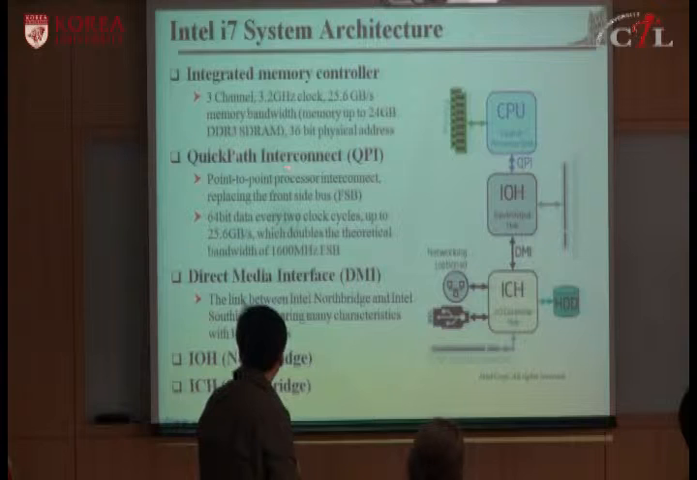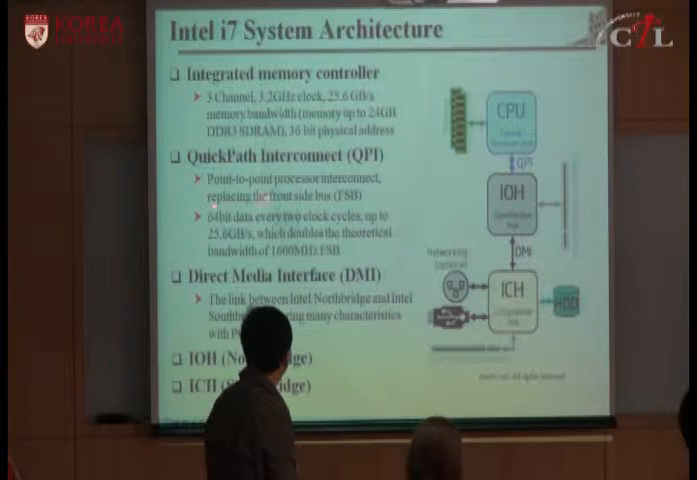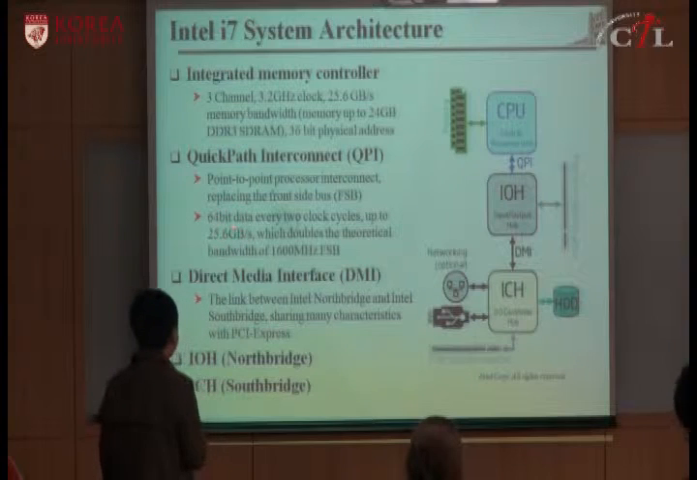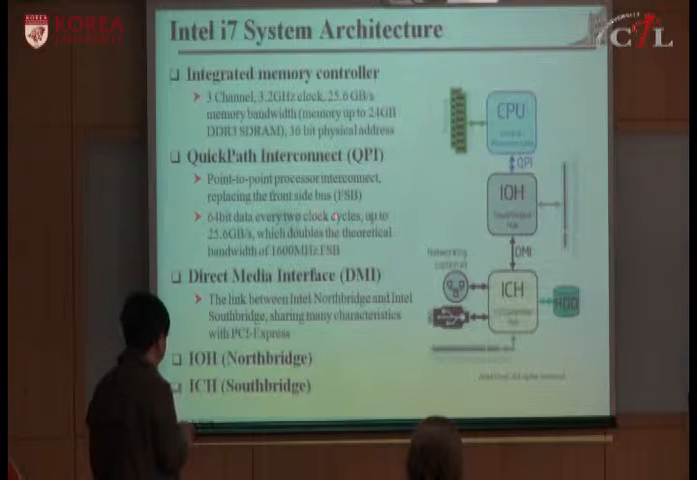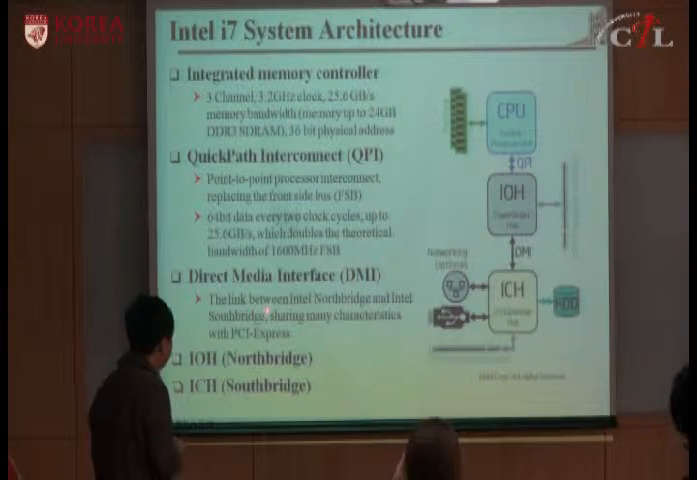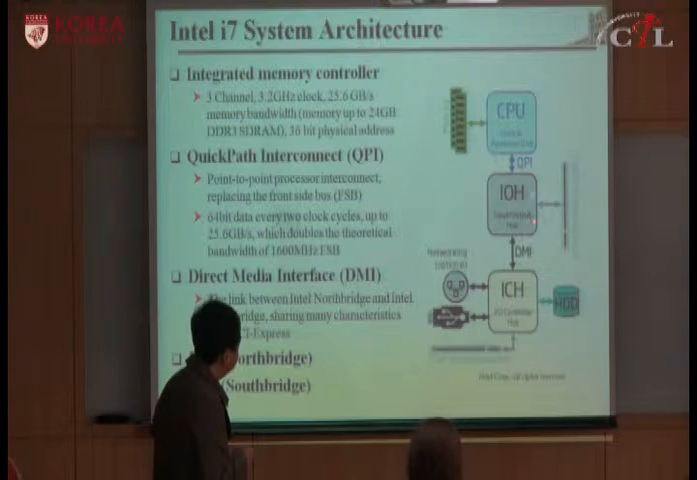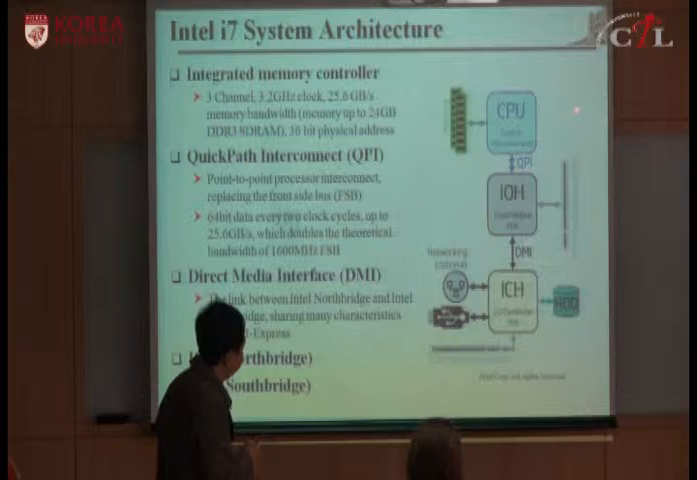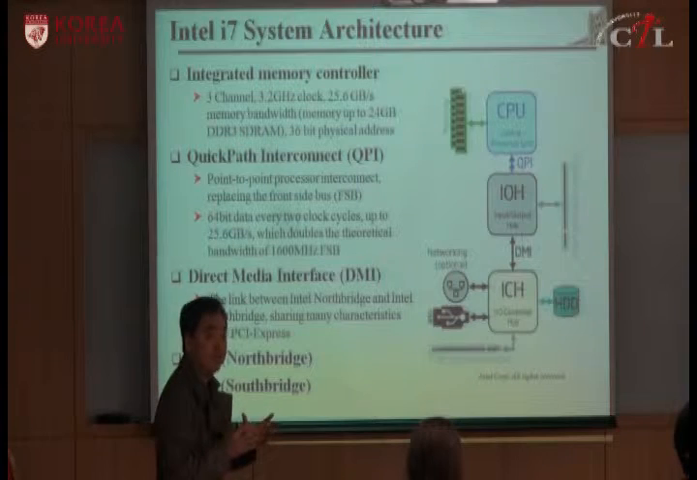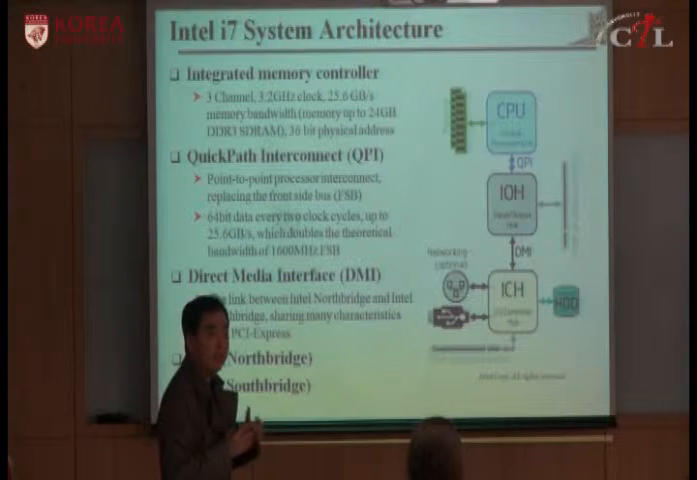So this QuickPath interconnect is based on point-to-point connection. It replaced the old front-side bus or system bus. This QuickPath interconnect can transmit 64-bit data every 2 clock cycles, and it can give the same speed as this memory interconnect, 25.6 gigabytes per second. So if you want to connect multiple CPUs, you have to use QuickPath interconnect, using point-to-point connection. So the structure is a little different, but eventually it can give you higher communication bandwidth.